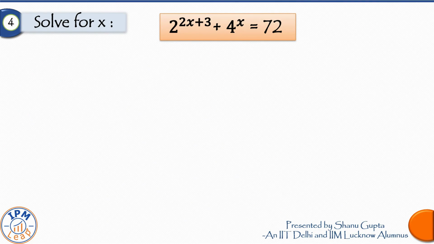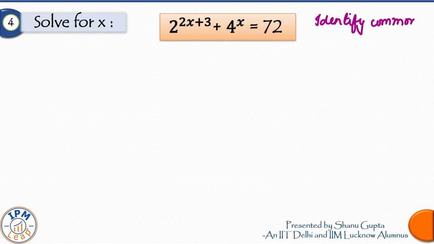Next, we have a question which is slightly different from the previous 3 questions. We can spot the variable in 2 of these terms, and the right hand side is a constant. So generally, what we do is, we club these 2 terms on the left hand side by identifying their common base.